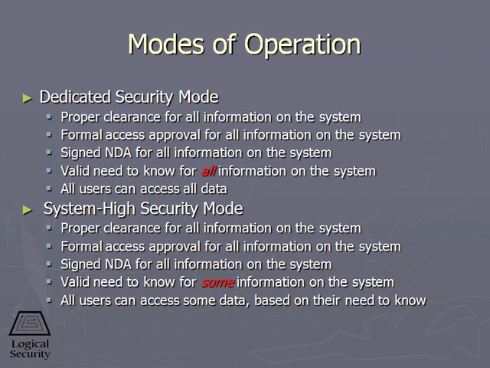Next, we have the system high security mode. And as you read through those bullets, you'll notice that only the last two change. So with system high security mode, we recognize that we have different levels of security requirements for the information. That means we'll have different levels of subjects accessing those different levels of objects. And now we need to qualify what users are allowed to access which objects.